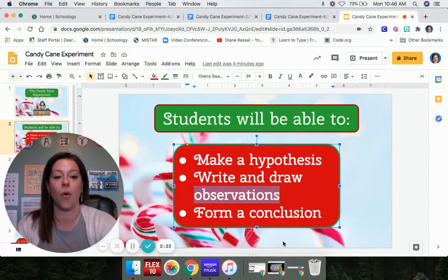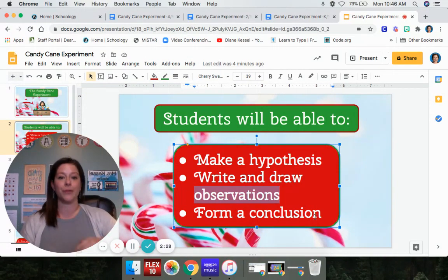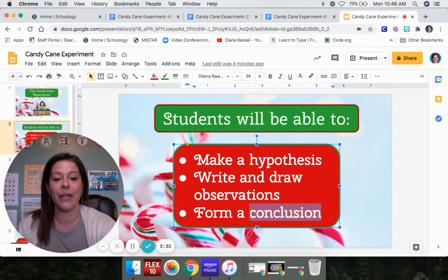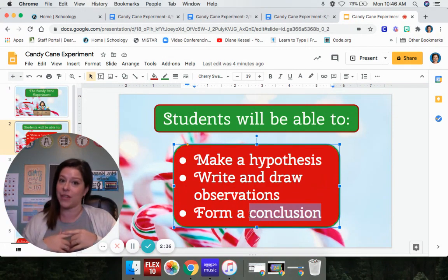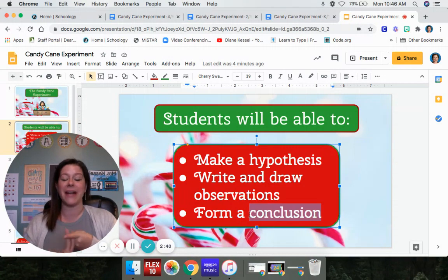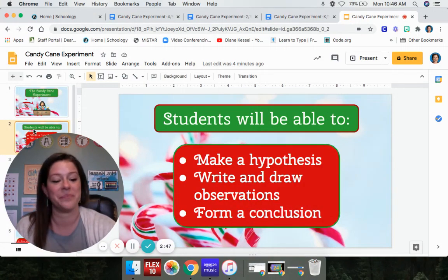The last goal for us is that you're going to be able to form a conclusion. A conclusion comes at the end. So after the experiment, you're going to be able to tell us what the right answer was and why you think that, okay? So we are making hypotheses, writing and drawing observations, and forming conclusions today. Those are our science goals.